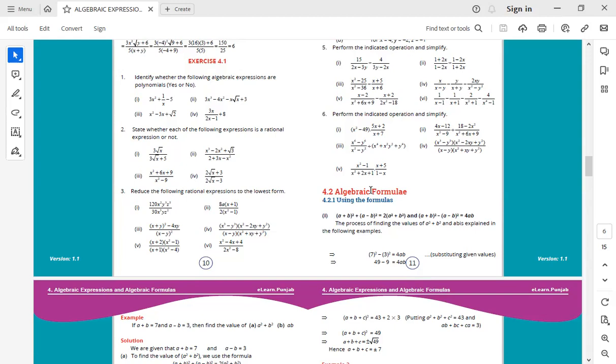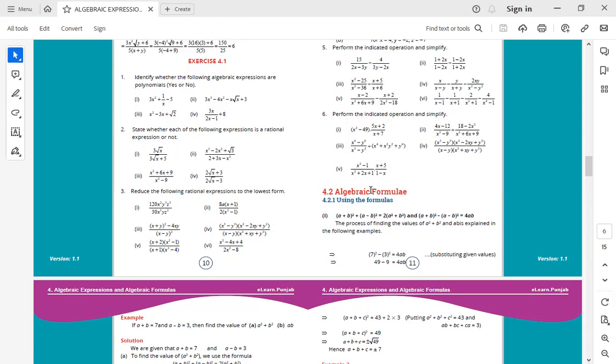Now come on to part 3. Part 3 has x^2 - 3x + 2 + root 2 actually. x having power 2 is positive. x having power 1 is positive. Root 2 is a radical one. It doesn't have any variable. So yes, it's a polynomial. It's the best example. And if you see question number 2: state whether each of the following expressions is rational or irrational. You need to identify it.